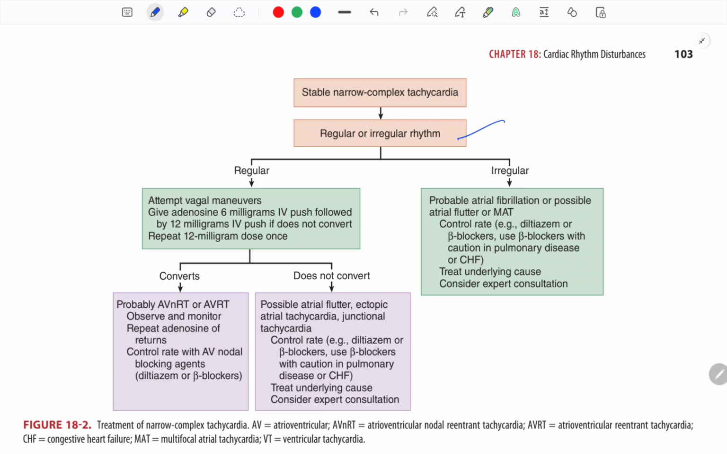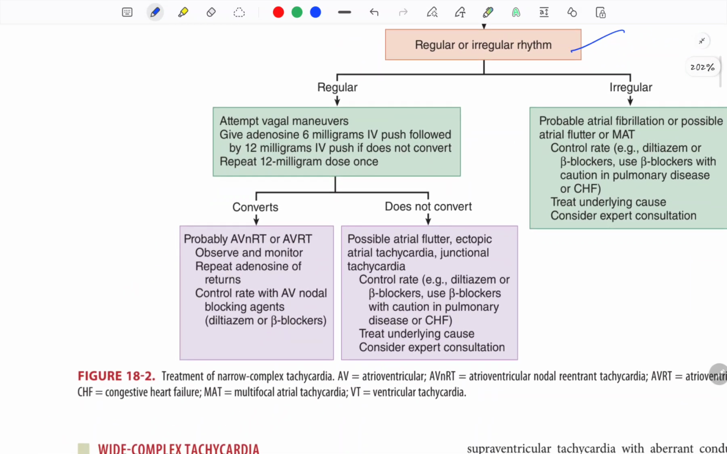So what to do? The patient has a regular supraventricular, regular narrow complex tachycardia which is stable. You can attempt vagal maneuvers. You can give adenosine 6 mg IV push, then 12 mg IV push. If it still doesn't convert, we can repeat a 12 mg IV dose. If it converts, it was probably AV nodal reentrant tachycardia or AVRT. Observe the monitor. Repeat adenosine and control rate with blocking agents like diltiazem and beta blockers.